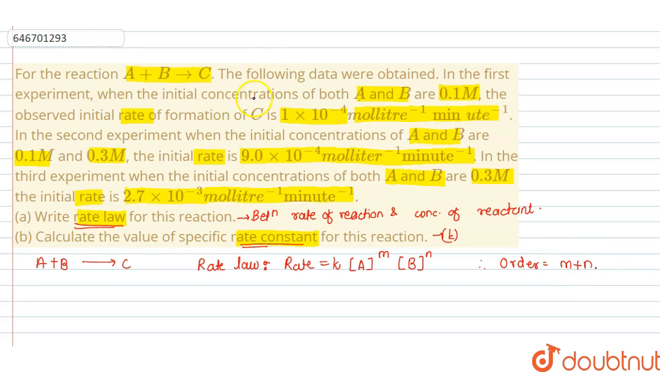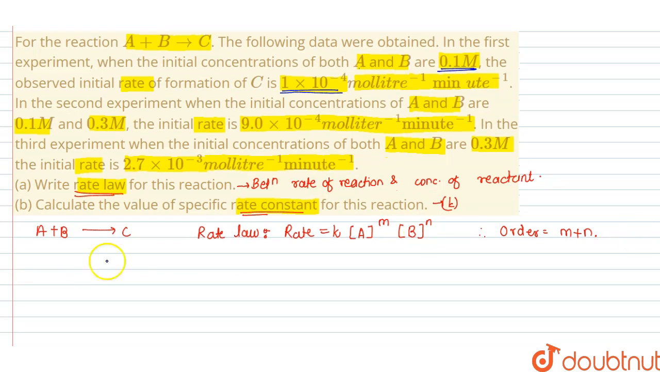Now, three experiments were conducted. For the first experiment, A and B have concentration 0.1 molar, rate is 1 into 10 raised to power minus 4. Therefore, your rate law will become: 1 into 10 raised to minus 4 is equal to K into concentration of A, 0.1 raised to m, B, 0.1 raised to n. Consider this as your equation 1.